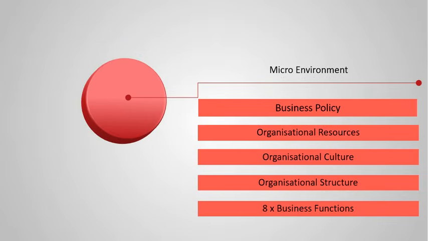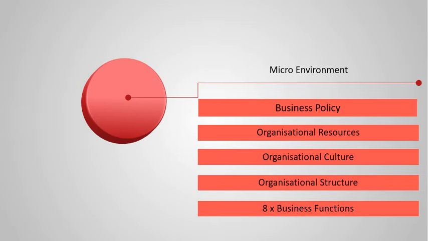So, what is the micro environment made up of? It's made up of business policies, and business policies are things like the vision, the mission, the objectives, the goals of the business. Then it also has the organizational resources. So that's the things that the business has. How much money does it have? How much technology or equipment or assets does it own? How many people are employed by the business?